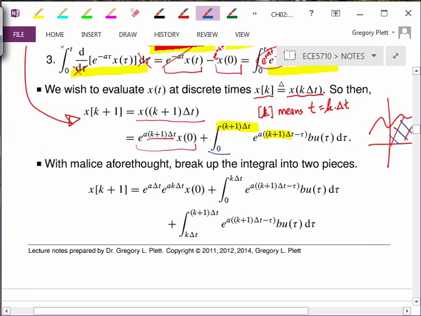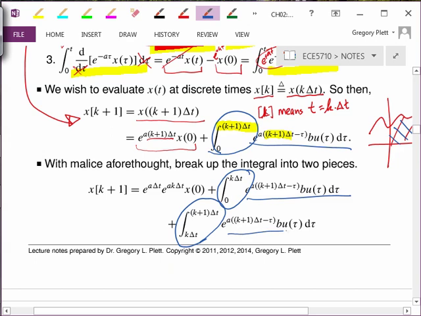I choose to break up that integral into an integral from 0 to k delta t plus an integral from k delta t to k plus 1 delta t. And everything else has stayed the same inside of the integral. So that is that, that is that. And I did do some factoring of this exponential. So I have e to the a k delta t and e to the a delta t factored out, multiplying x of 0 there.